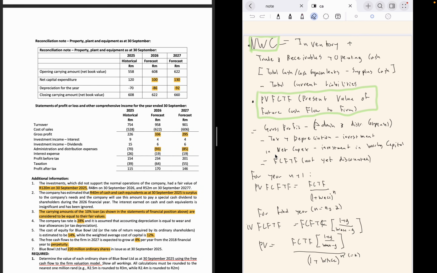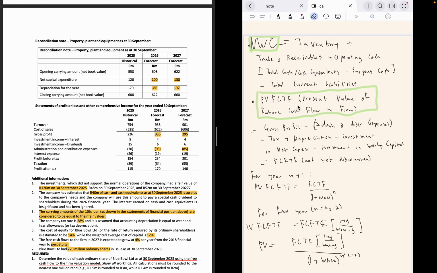The way I would recommend you go about this is just have the formula for net working capital and present value of future cash flow to the firm with you, so you don't have to do it in this confusing accounting style way. So the formula for net working capital is your inventory plus your trade and receivables plus your operating cash. So note, with operating cash, it's your total cash and cash equivalents minus your surplus cash, and then you also subtract your total current liabilities for a given year.